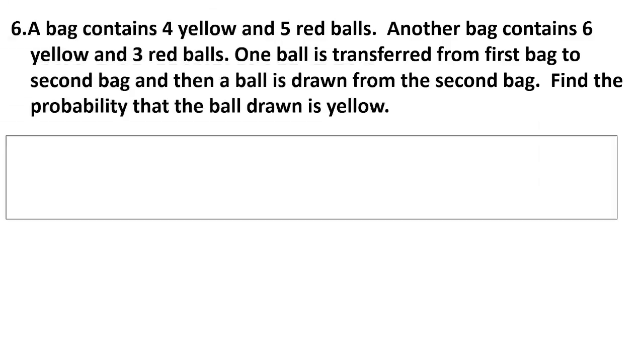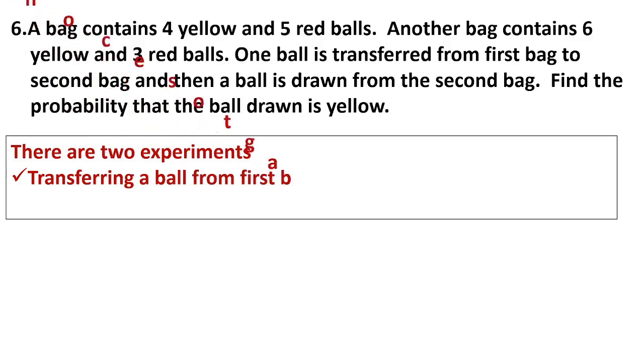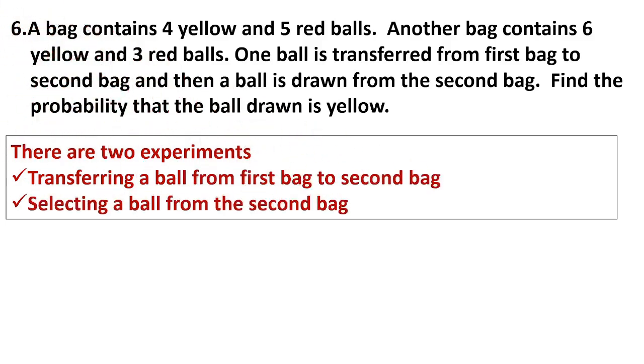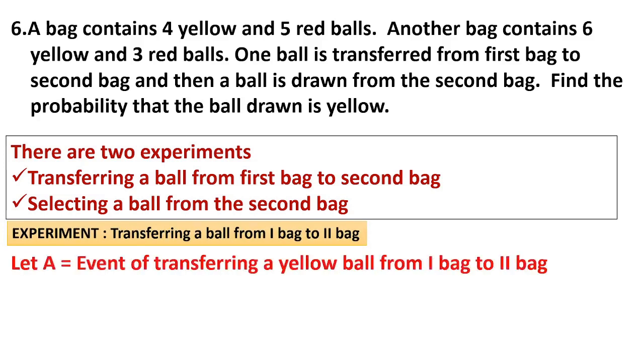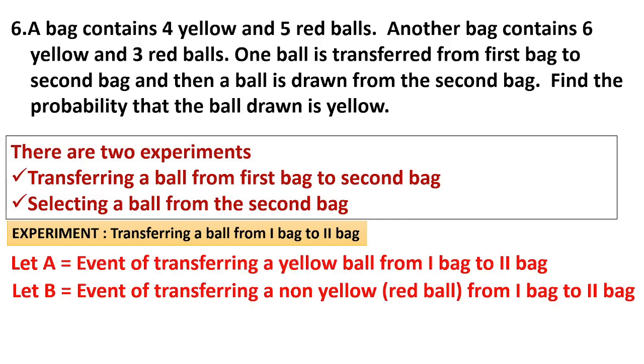Total probability. Let us check what the two experiments are over here. Experiment number 1 is transferring a ball from the first bag to the second bag, and then selecting a ball from the second bag. First we have to fix the events of the first experiment. For that, let me call A the event of transferring a yellow ball and B the event of transferring a non-yellow ball. Why am I keeping A and B as yellow? Because the question is on the yellow ball. Suppose the question were on a red ball, you would take A as the event of transferring a red ball and B as the event of transferring a non-red ball accordingly.